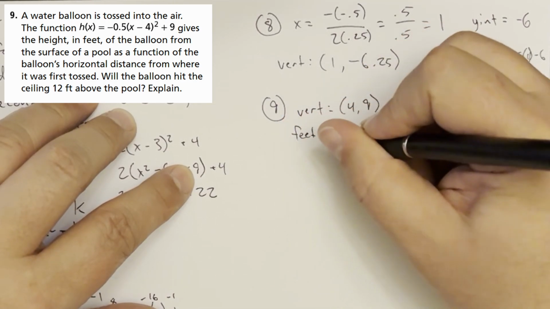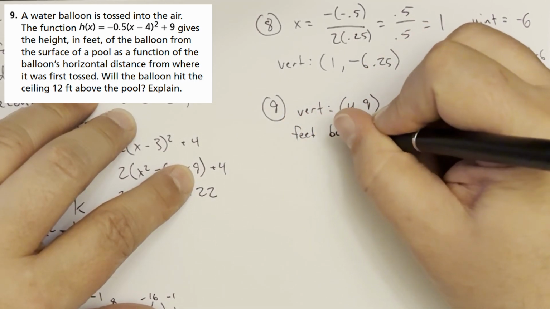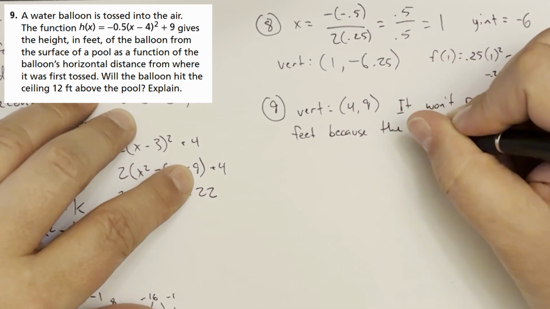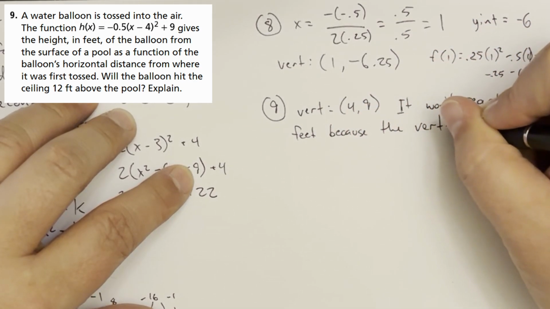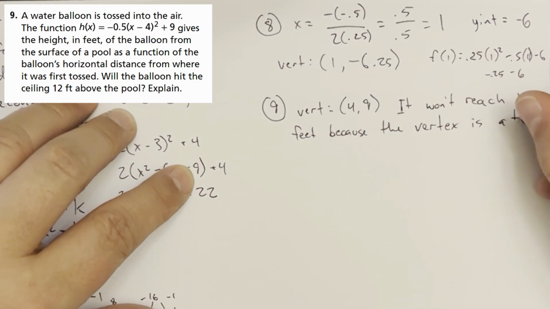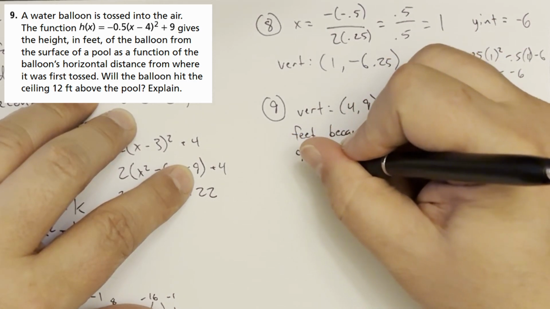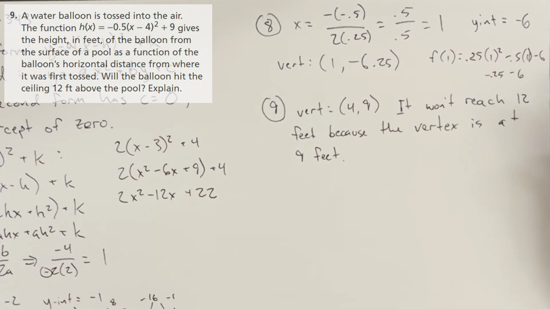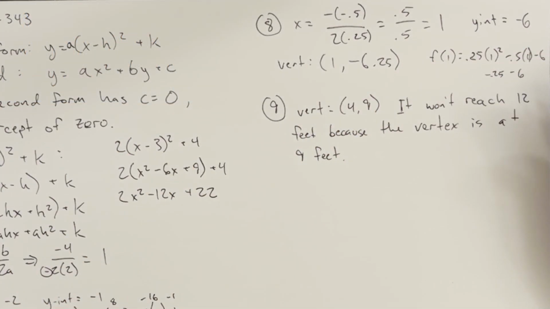So it's going in a parabolic arc up into the air and falling down. So the best thing we do is solve for the vertex. And we have the vertex form of the equation, which makes that easy. The vertex is 4, 9, so it won't reach 12 feet because it's going to go up, reach a maximum of 9 feet, and then go down.